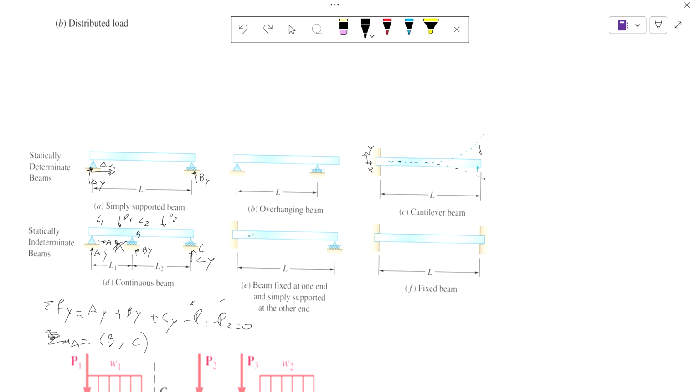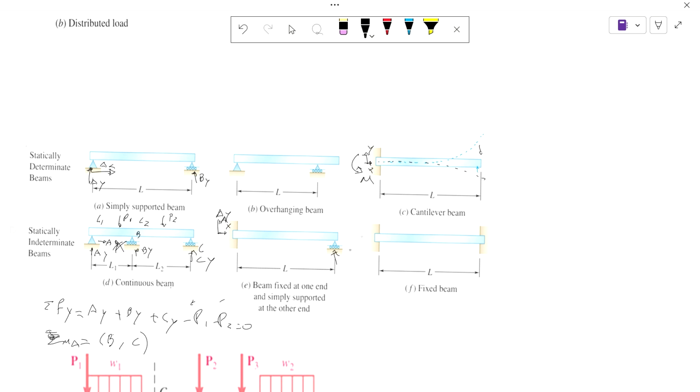But the concept is that if you have more unknowns than equations, you cannot determine the forces. This type is the same case. You have an X and a Y force, and here you have another force. Oh, I forgot to mention, this one also has a moment here.